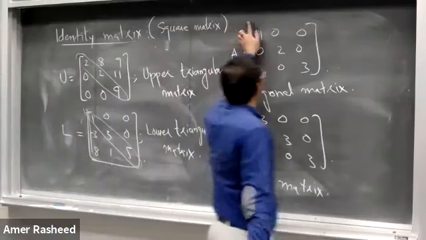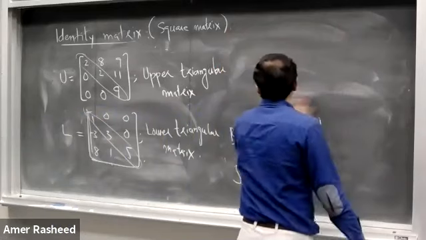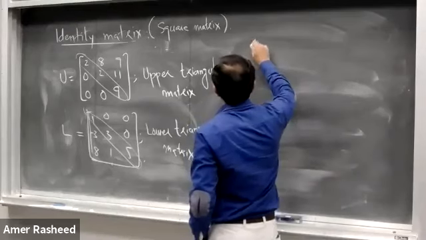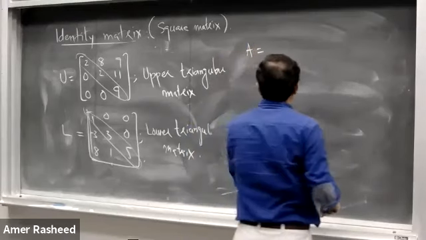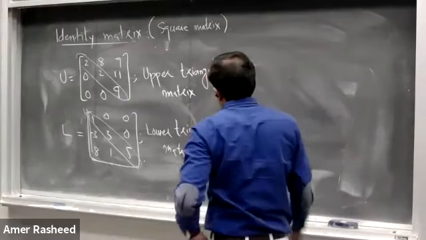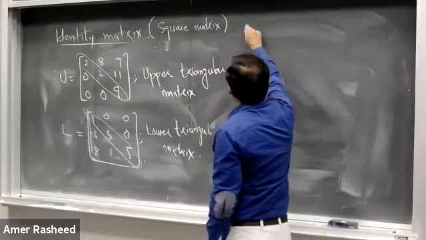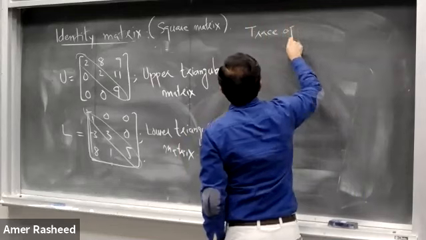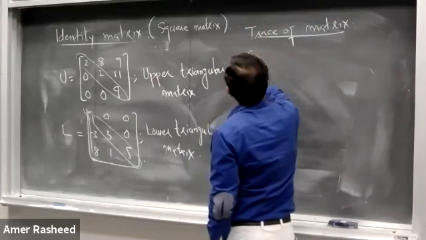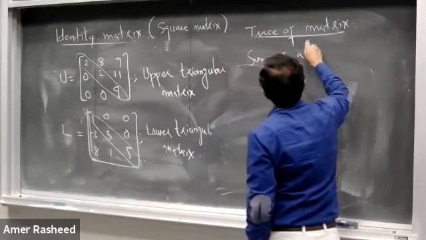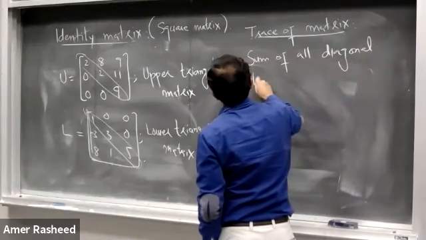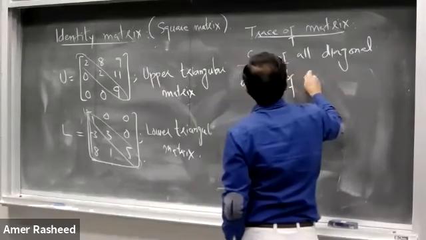Another kind of matrix is a symmetric matrix. But before that, a couple of things I want to tell you. What is the trace of a matrix? Trace of a matrix is the sum of all diagonal entries of a matrix.